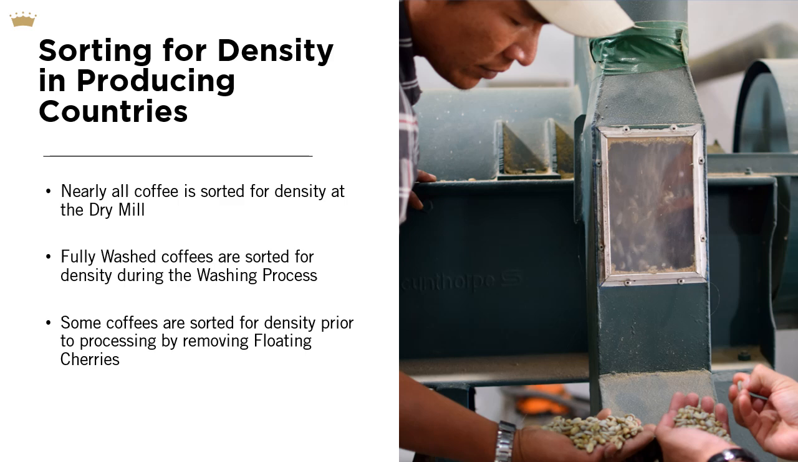Okay, so now that we understand how to measure density in our labs and what it actually means mathematically, let's take a look at how density is sorted at origin. Before coffee is exported, it will nearly always undergo density sort at least once at the dry mill. Additionally, in many cases, parchment and even cherry density sorting may take place, depending on our location and our processing method. So let's start from the beginning.